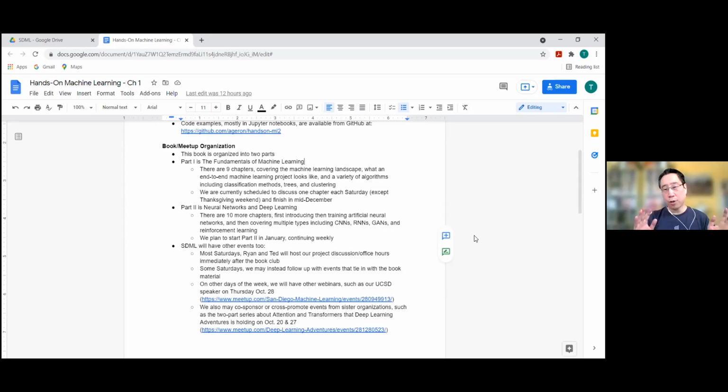And then part two is completely devoted to neural networks and deep learning. So there's 10 more chapters, talks about what is a neural network, how do you train them, and then gets into some different types of neural networks, CNNs, RNNs, GANs, talks about reinforcement learning. Obviously, a book at this level is not going to be able to go into super depth on any one of these topics, but it's a jumping off point, especially if you're not familiar with these.